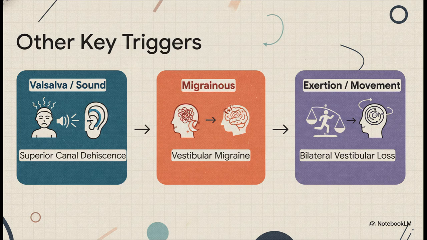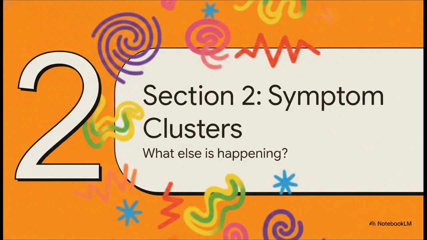And just to round things out, a few other high-yield triggers to keep in your back pocket. Dizziness brought on by straining or even just a loud sound, you've got to think about a superior canal dehiscence. The usual migraine suspects: stress, poor sleep, certain foods, that points straight to vestibular migraine. And finally, if it's dizziness with general exertion or simple head movements, you might be looking at a bilateral vestibular loss.